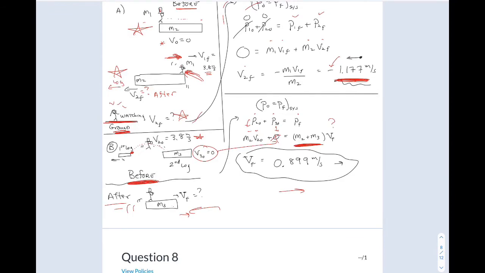Part B would be no different than if you ran and then jumped on a skateboard. You and the skateboard would now be moving in that direction.